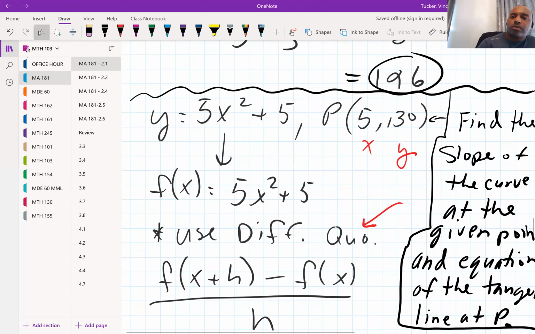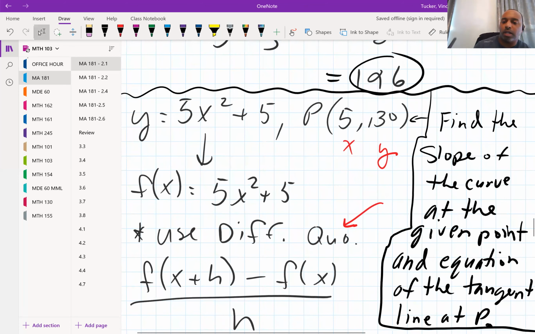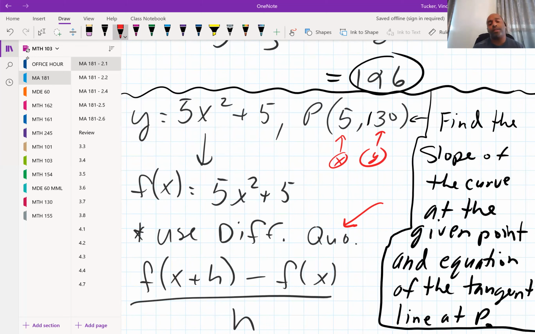All right. So the next one: find the slope of the curve at the given point and the equation of the tangent line. They give us y equals 5x squared plus 5, and they give us the point P, which is (5, 130). So this time, this is not x1, x2, but this is x, and this is y. That's an actual point. It says point P.